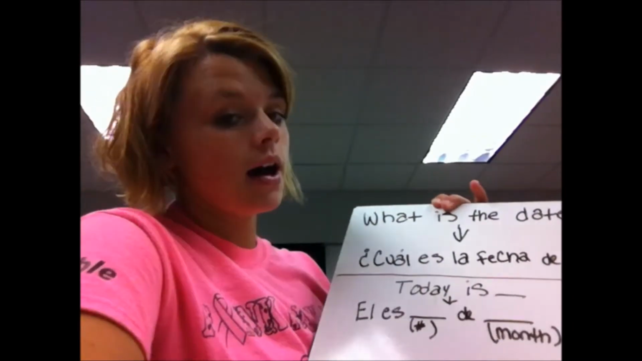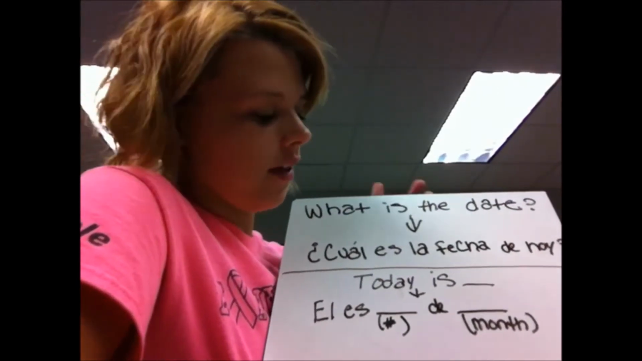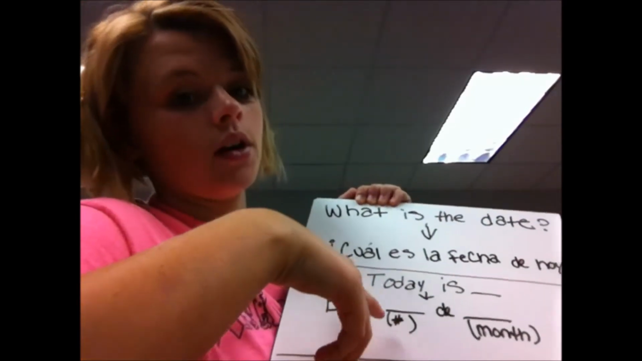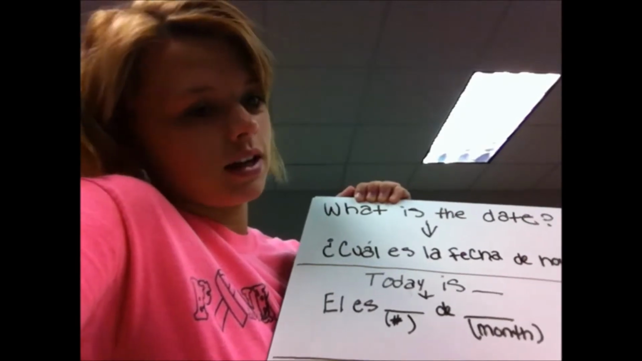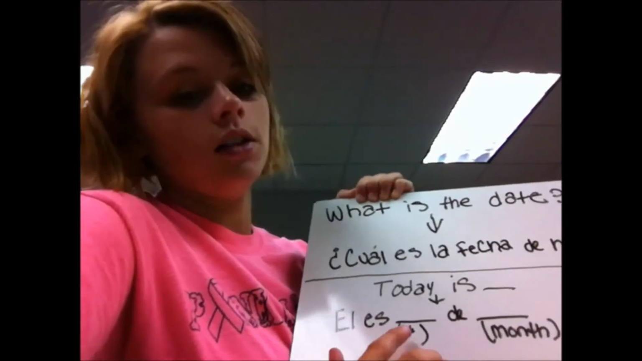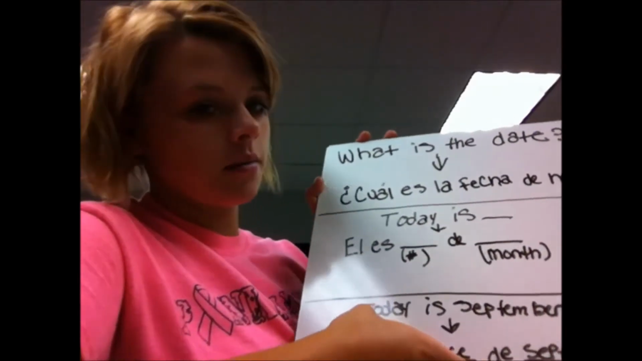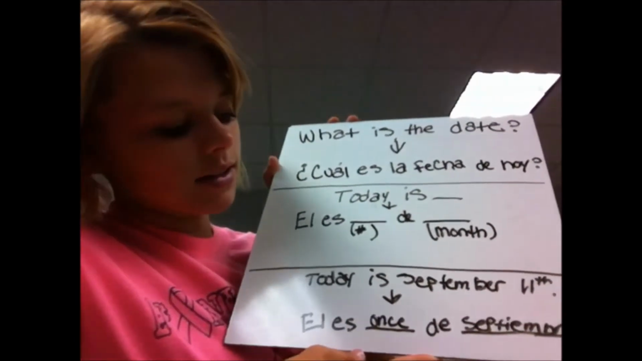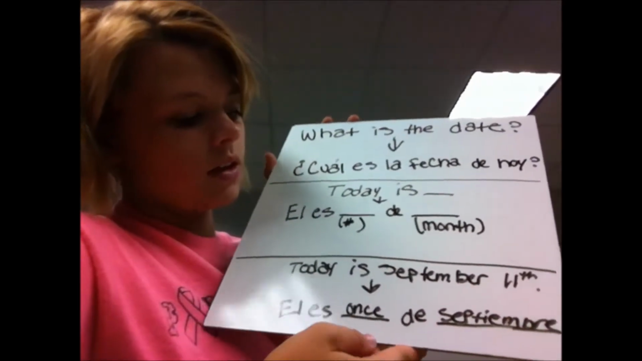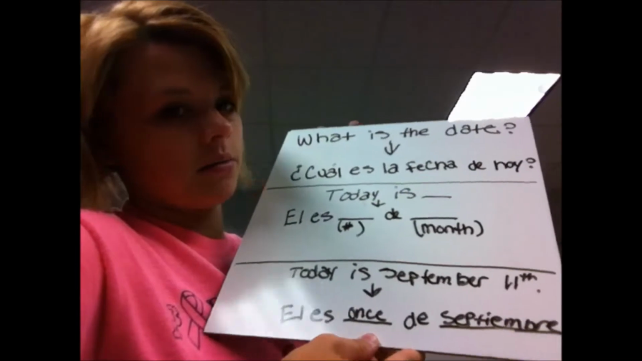And now how to respond to that. To say today is blank, like today is September 11th, you would say es el and then the number of the day of the month, like the 1st, the 2nd, the 5th, and then your month. So es el, number, day, month. In order to say today is September 11th, you say es el 11 de septiembre. Today is September 11th, es el 11 de septiembre.